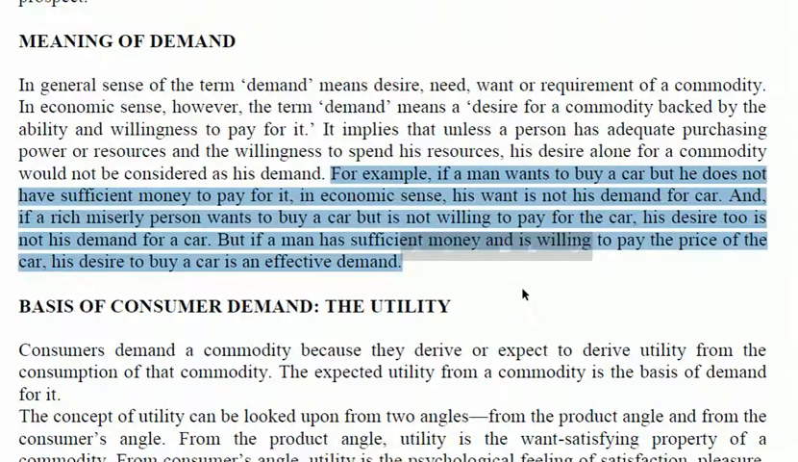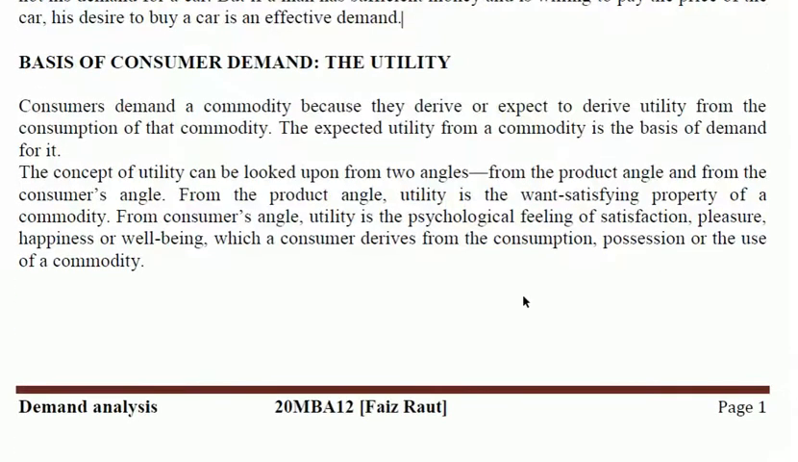So that means the person should have money and the person should have desire. If both things are there, only then is effective demand created. Before going to the law of demand, I'll just talk about utility. Utility is the want-satisfying quality of a commodity. This can be looked at from two angles, from the product angle and from the consumer's angle. From the product angle, it is the want-satisfying property of a commodity.